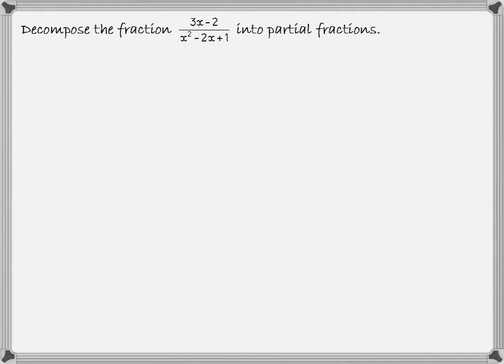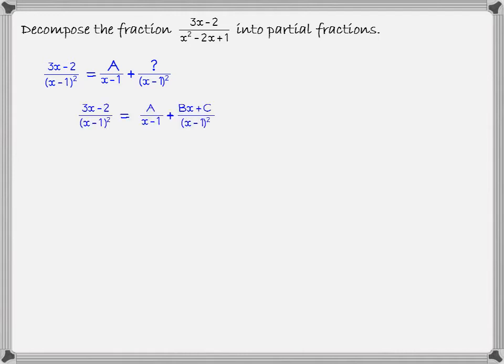If I now reconsider the fraction 3x minus 2 over x minus 1 squared and decompose it into two parts, one with denominator x minus 1 and the other with denominator x minus 1 squared, the numerator of x minus 1 should be a constant, say a, but what should be the numerator of x minus 1 squared? If I reasoned that x minus 1 squared is x squared minus 2x plus 1 and is therefore quadratic, I would then have to make the numerator of x minus 1 squared of the form bx plus c.